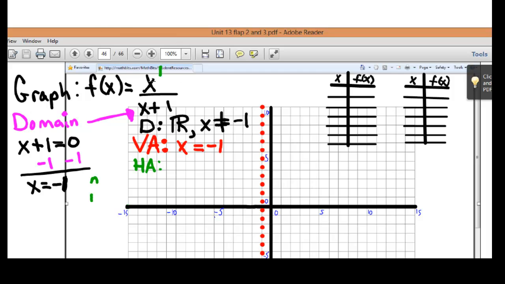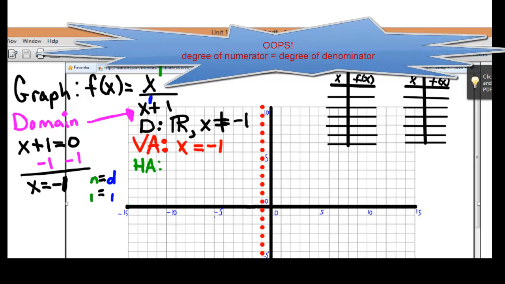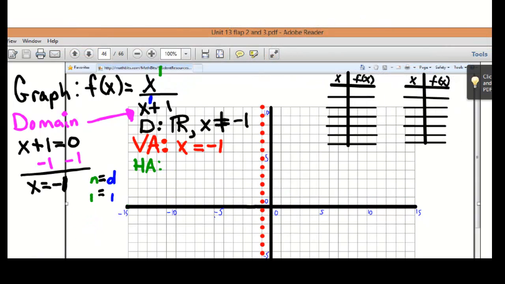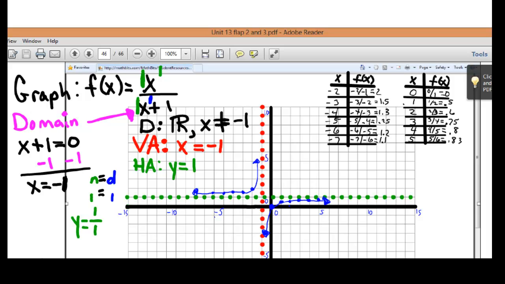Now check to see if there is a horizontal asymptote. The highest degree in the numerator is a 1. The highest degree in the denominator is also a 1. The numerator is equal to the denominator. Look at the leading coefficients. The horizontal asymptote is the leading coefficient divided by the leading coefficient. In this case, 1 divided by 1. Now, make the tables and graph the equation.